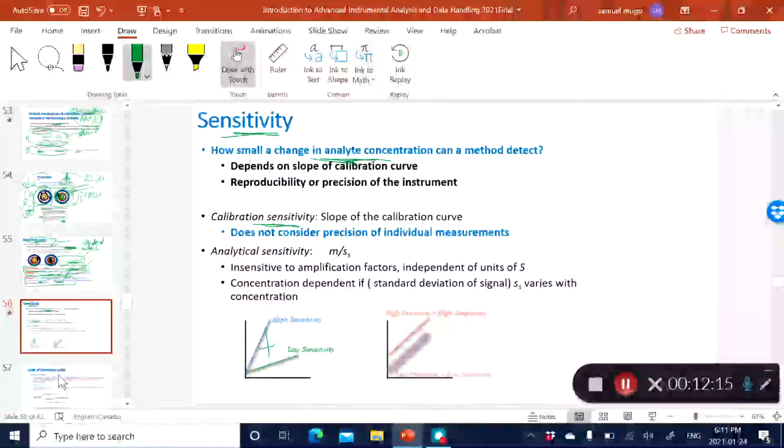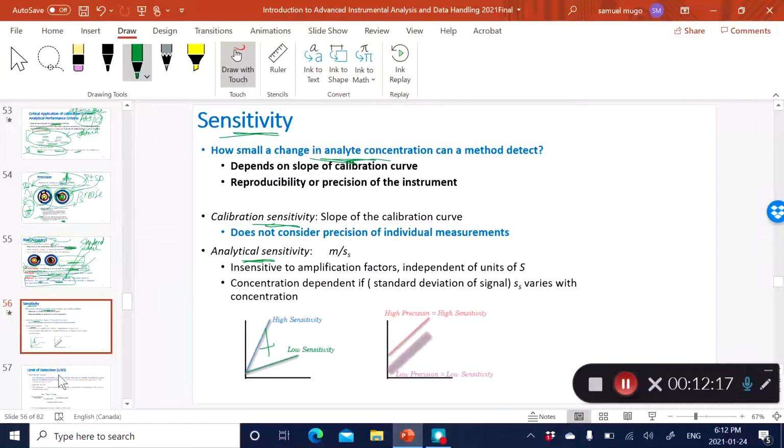On the other hand, you've got analytical sensitivity, which just means the calibration sensitivity, which is m, divided by the standard deviation of the measurements. So you can see in this case, if you put in the error bars in your calibration, you can see that it's accounted for in the analytical sensitivity. And so you can see actually sensitivity is affected not only by the slope of the calibration curve, but it's also affected by the reproducibility or the precision of the instrument.